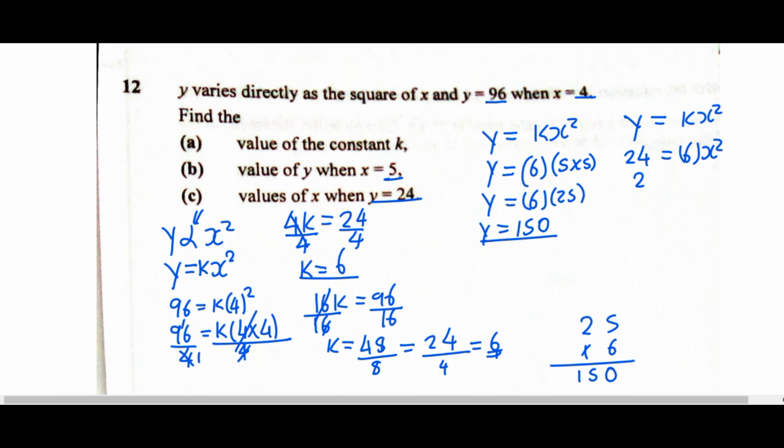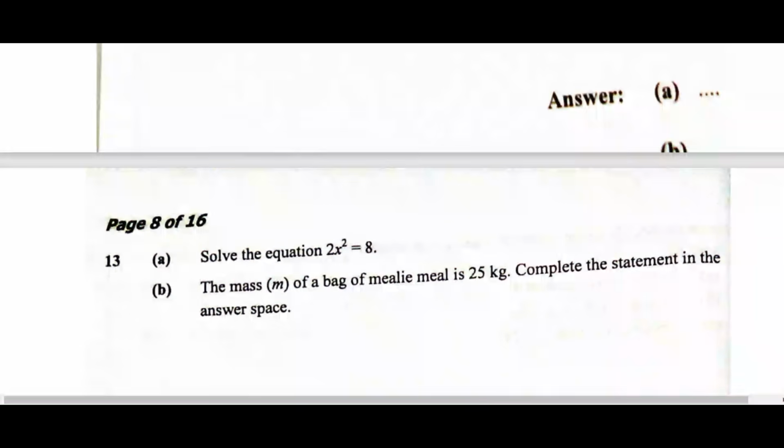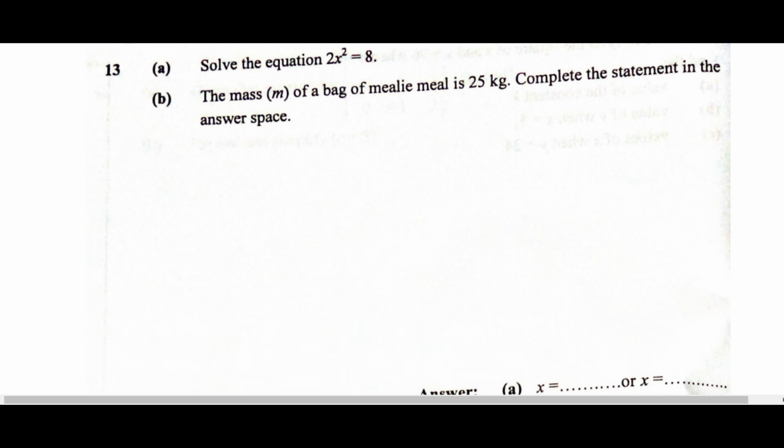So we have 24 equals 6 times x squared. We divide by 6 on both sides, so x squared is equal to 24 divided by 6, which is 4. Let's take the square root. The square root of 4 is plus or minus 2. So these are the two values of x when y is equal to 24. So let's move on to question 13.